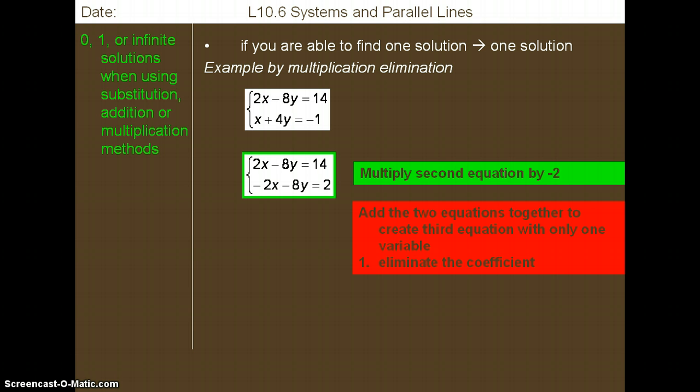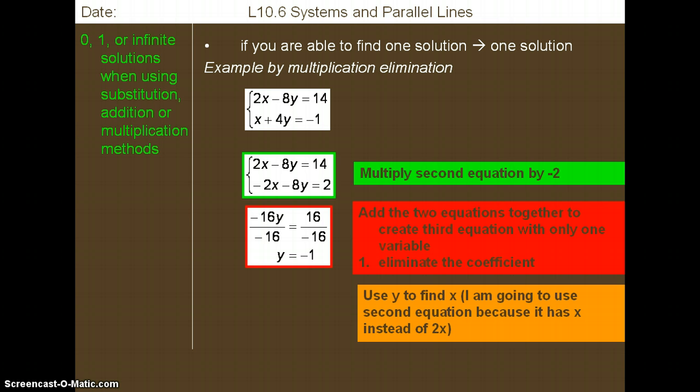And if I were to add the 2 equations together, this is the elimination step, I will create a third equation with only 1 variable. By adding the 2 equations together, I do get negative 16y equals 16. Eliminate the coefficient by division, and I find out that y equals -1. And then finally, I would use y to find x.